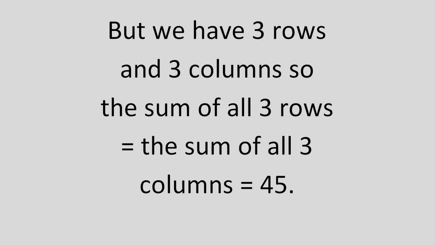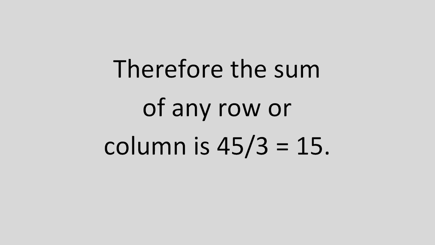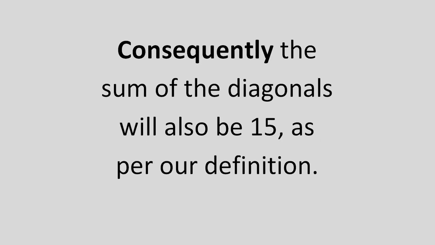But we've got 3 rows and 3 columns. The sum of the 3 rows is equal to the sum of the 3 columns, which is 45. So therefore the sum of any row or column is 45 over 3, and that equals 15. And consequently, the sum of the diagonals will also be 15.